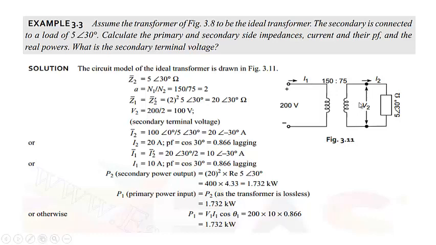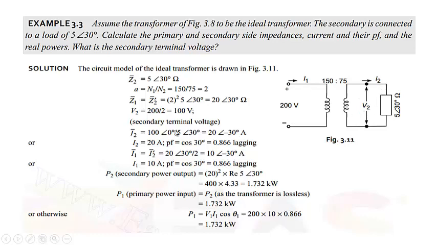Now you can also do it the other way. You can first calculate V2. V2 will be equal to 200 divided by 2, that is 100 volts, and I2 will be equal to 100 volts divided by 5 angle 30, that is 20 at an angle of minus 30. When I2 is calculated, I1 will be equal to I2 dash, that is 20 angle minus 30 divided by 2, the inverse ratio of the transformer turns, that is 10 at an angle of minus 30. So I1 will be equal to 10, I2 will be equal to 20, V2 will be equal to 100.